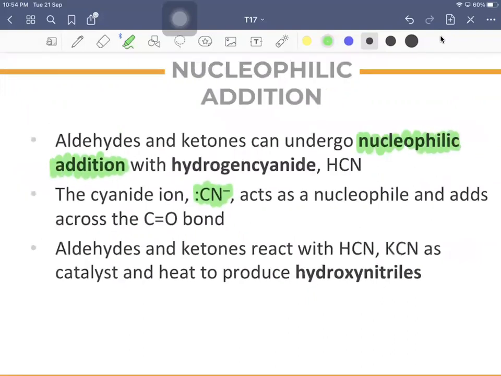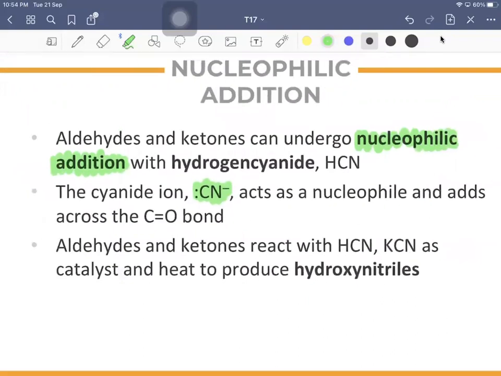You've met cyanide ion in halogenoalkanes already, where you use potassium cyanide or sodium cyanide dissolved in ethanol for the nucleophilic substitution of halogenoalkanes. So your cyanide ions continue to act as a nucleophile, hence the name nucleophilic addition, and acts across the C double bond O bond. So what does it mean to be added across the bond? You'll understand when you look at the mechanism later on.